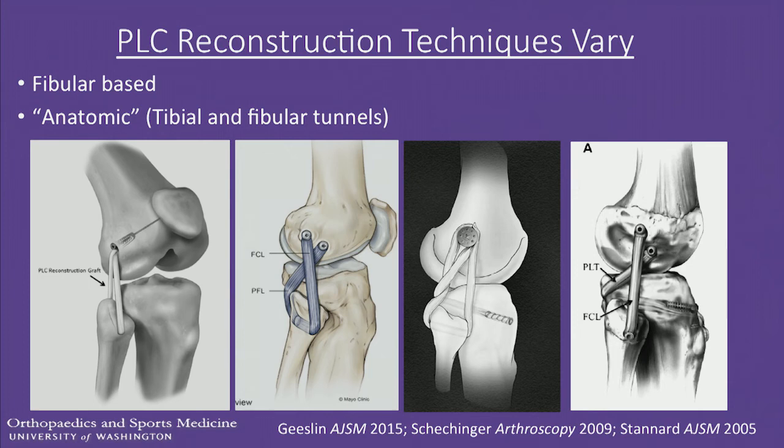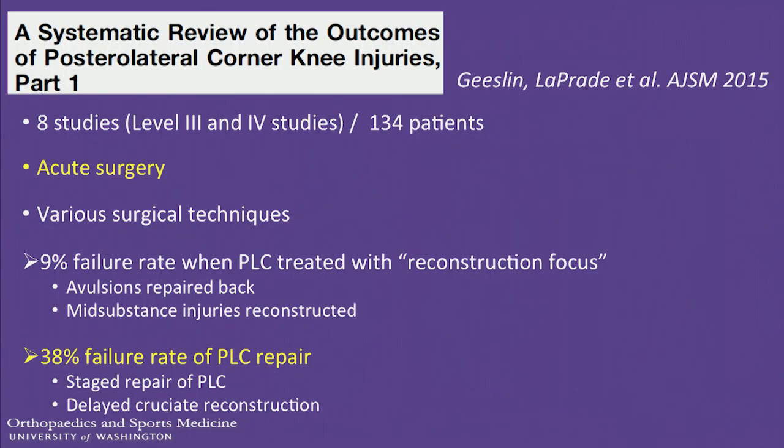There are ones that are just what we call fibular-based, with one tunnel through the fibula and one graft, and Dr. Laprade's, which is 2 tunnels, one in the tibia and one in the fibula, and are considered more anatomic because you're basically reconstructing every part of those 3 main ligaments or structures that we talked about in the anatomy. His study was 8 studies, 134 patients.